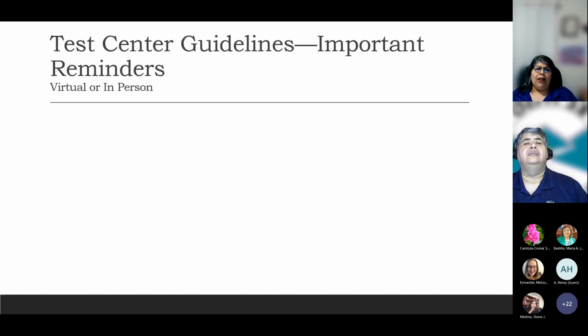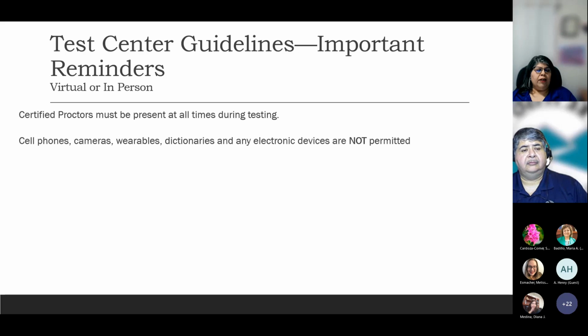Test center guidelines, important reminders for virtual and in-person proctoring. Certified proctors must be present at all times during testing. So if you're testing virtually, you also need to randomly rotate through the testing rooms. So it's in person and virtual. You need to do both, okay? Cell phones, cameras, wearables, dictionaries, and any other electronic devices are not permitted. So you need to do a scan of the room, make sure the students don't have any of those items with them. If they're allowed to use a calculator on a specific question, it will appear on the screen.